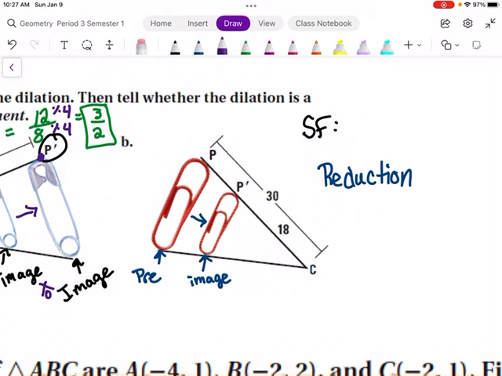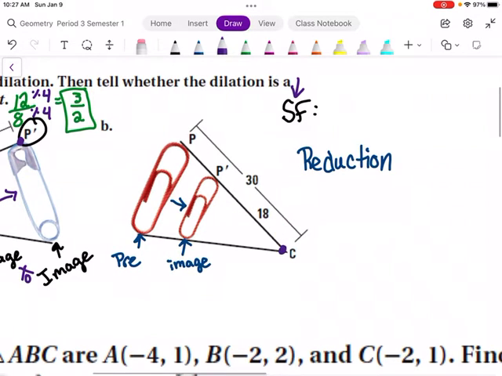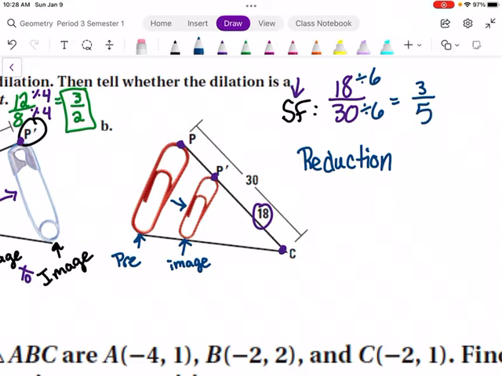So to find our scale factor, that's what SF stands for. If you want to abbreviate it, that's okay. Remember, our pre-image goes on top. So the distance from this point C to P prime, they give us is 18. And then from C to our pre-image is 30. So if you simplified this all the way, we could divide both numbers by 6, and we would get 3 over 5.